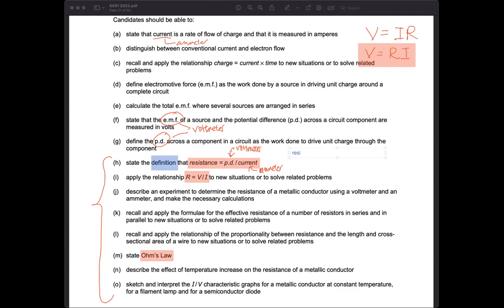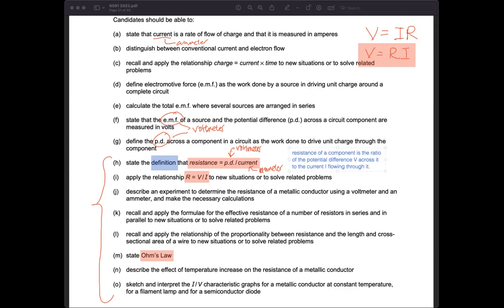Okay, resistance of a component is the ratio. Can you see this, like the ratio? A divided by B. So it's a ratio. Okay, the ratio of the potential difference V across it to the current I flowing through it.